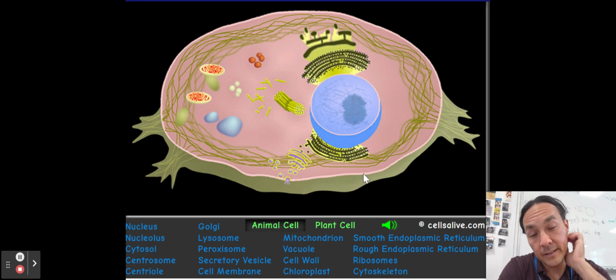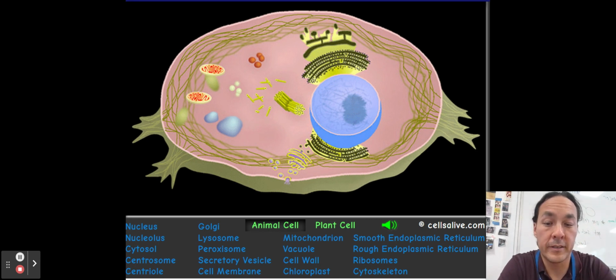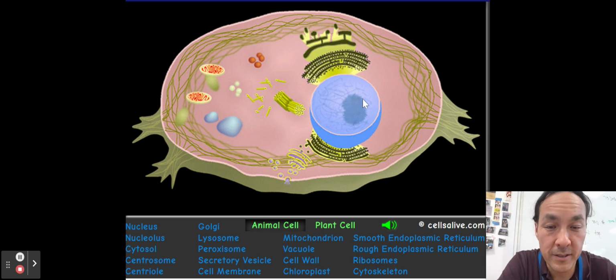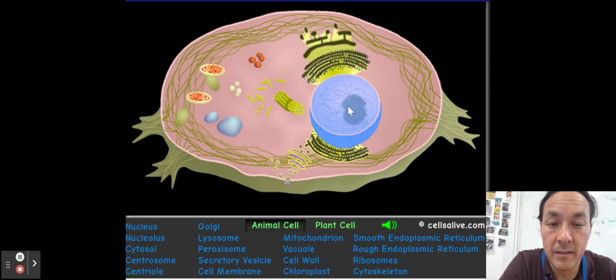All right, I encourage you to go to cellsalive.com to work on the organelles. You don't need to know all of them, but you should know the ones involved in protein synthesis, which would be the rough ER, the Golgi apparatus, these vesicles, the nucleus, of course. You should know the nucleolus, which is this dark area right here within the nucleus. It's going to make ribosomes, which are important in protein synthesis.